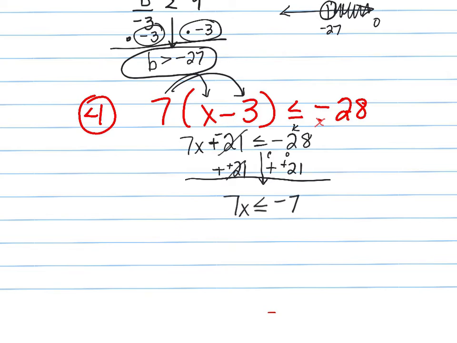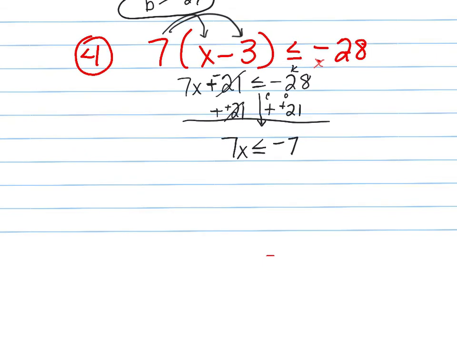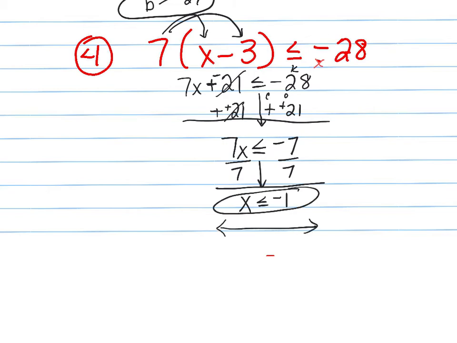Then what do I do, Lainey? Do I have to switch the inequality when I divide both sides by 7? No. So it's x is less than or equal to negative 1. Open circle or solid dot on negative 1? Shading to the left.